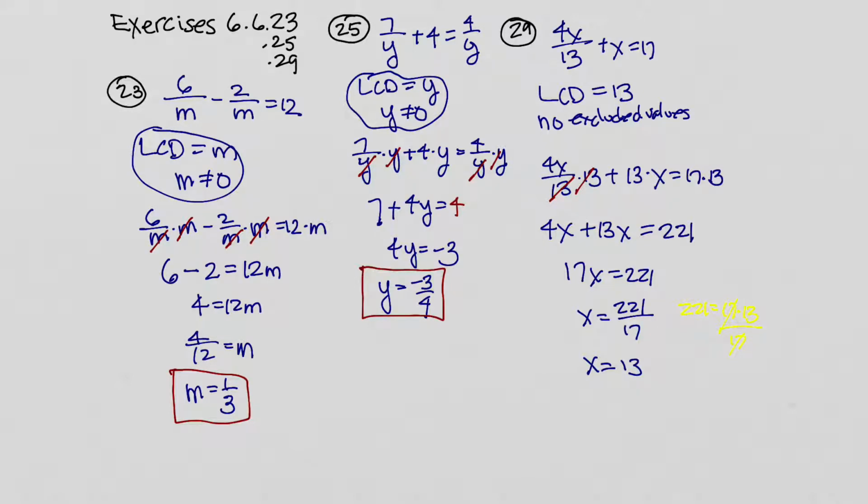Now let's run a quick check. Is 13 an excluded value? We always need to check. So we come back up here, we see there are no excluded values. So 13 is good, and we are going to claim that that's the solution to this equation.